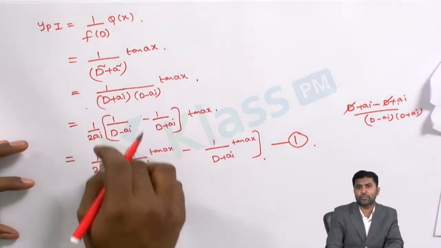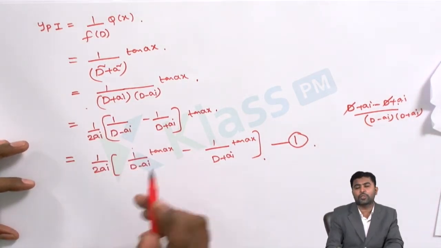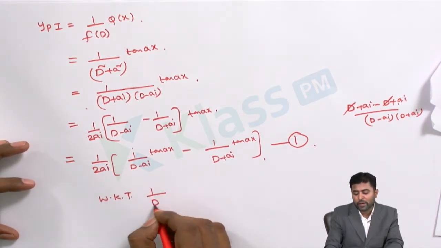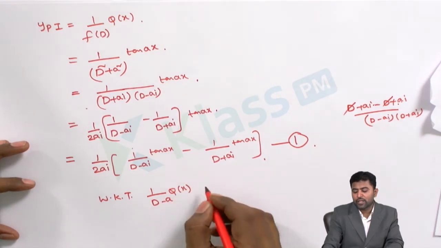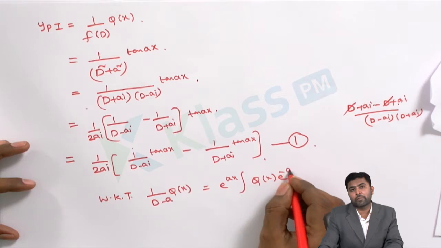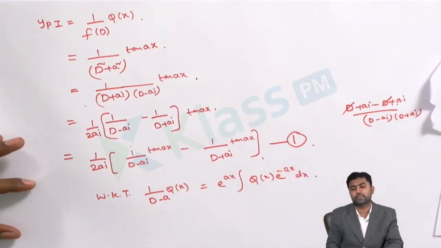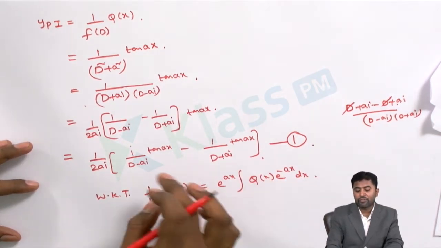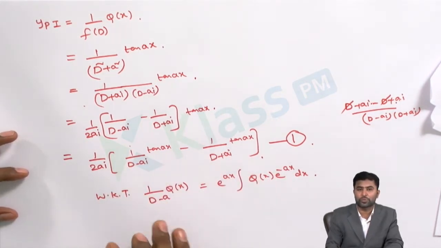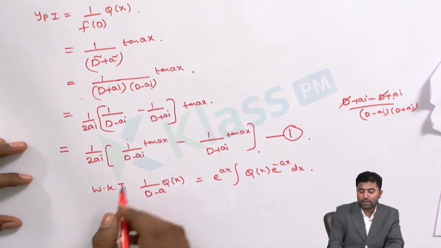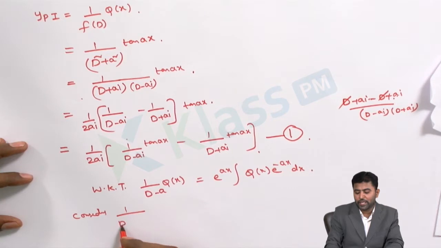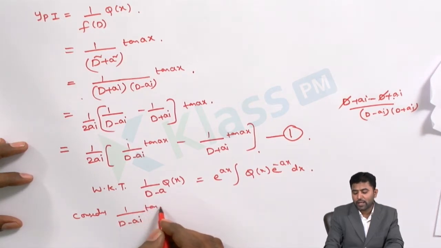If you observe, this is of the form 1 by D minus a into Q of x. We know that 1 by D minus a Q of x is e power ax integration of Q of x e power minus ax into dx. By using this formula, we have to evaluate these two terms. So now I'll consider the first part: 1 by D minus ai tan ax.